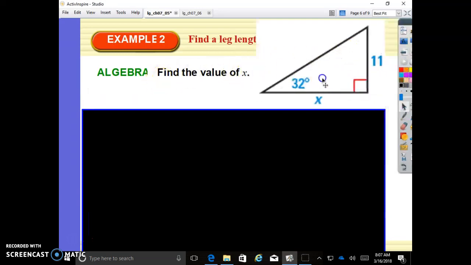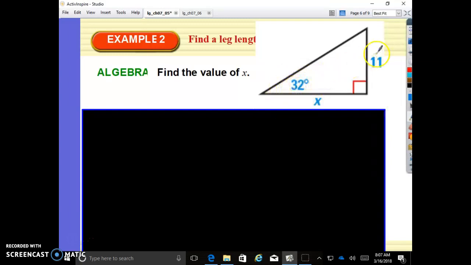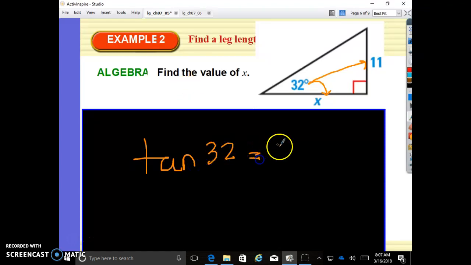Find the value of x. So on this one, we're actually solving for a missing value. So we have 32 degrees. We have an opposite and an adjacent, so we're using tan. Tan of 32 equals opposite over adjacent.